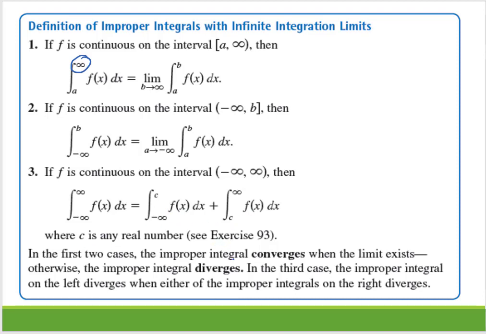So the integral converges. This is a key word. Converges when the limit exists. Otherwise, we diverge. Okay, and then in the third case, the improper integral on the left diverges when either of the improper integrals on the right diverges, so either one of these two diverge.